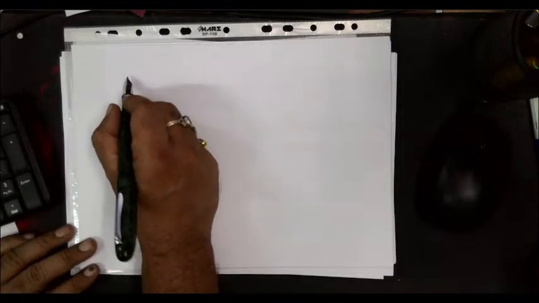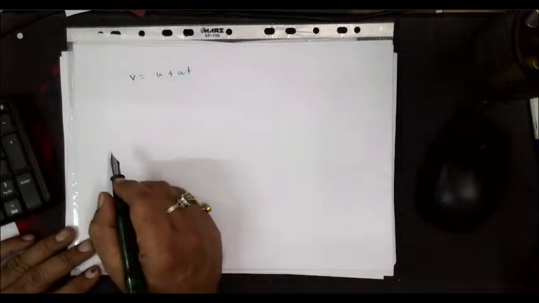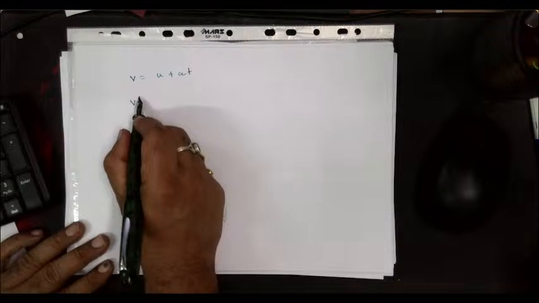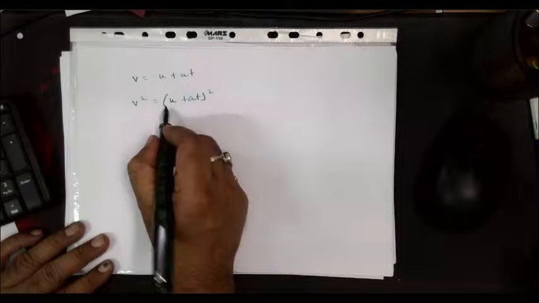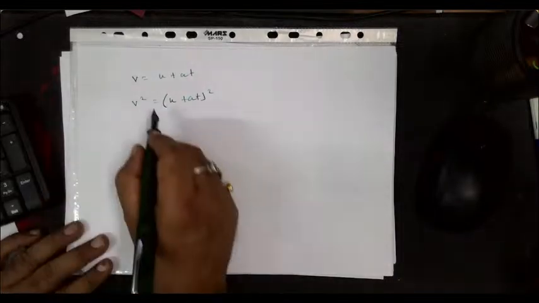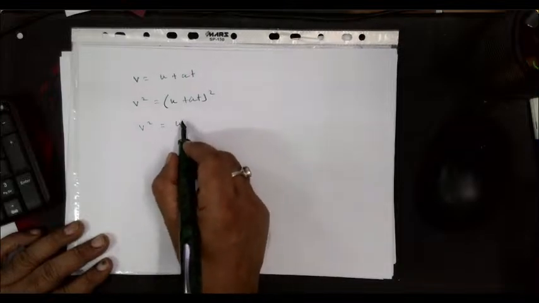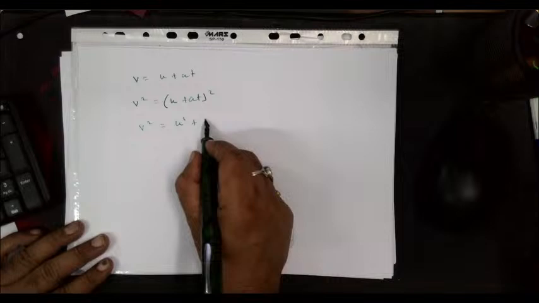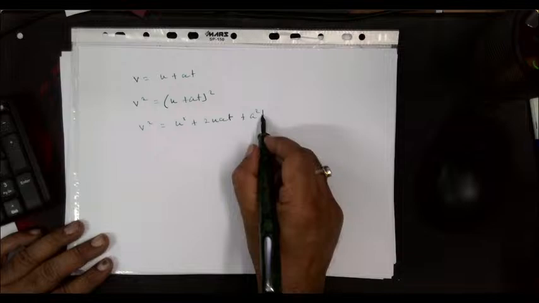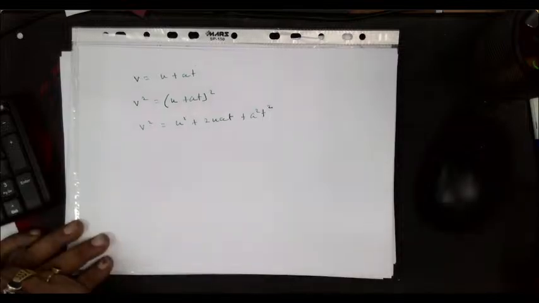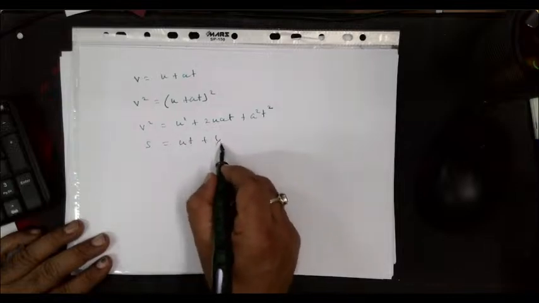We know already v is equal to u plus at. Squaring on both sides, it becomes v squared equals (u plus at) the whole squared. We can expand, applying (a plus b) whole squared. So v squared is equal to u squared plus 2uat plus a squared t squared. Got it? We have got already s is equal to ut plus half at squared.